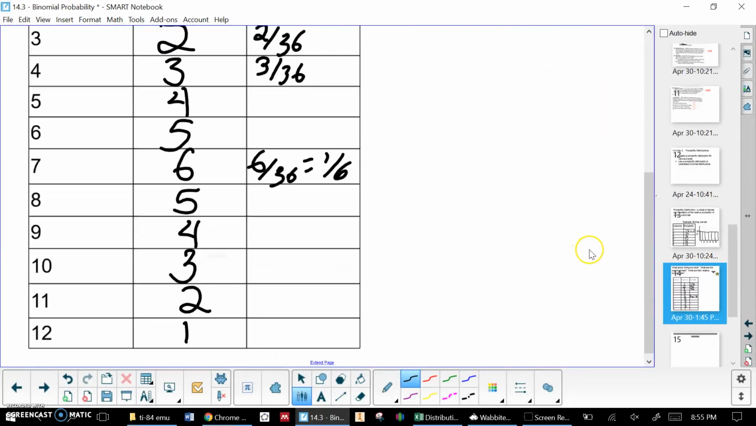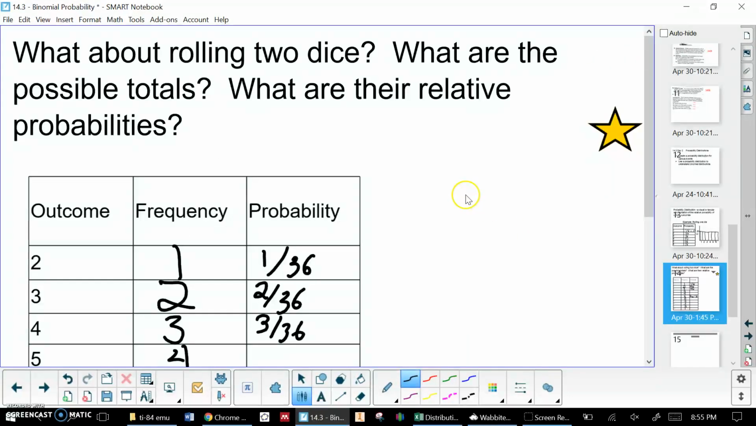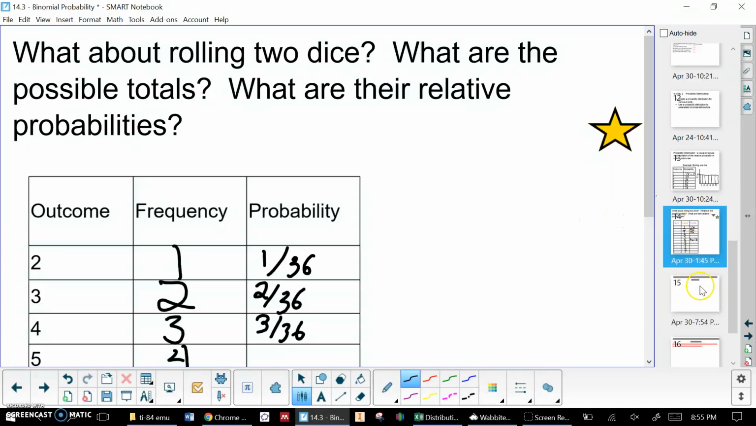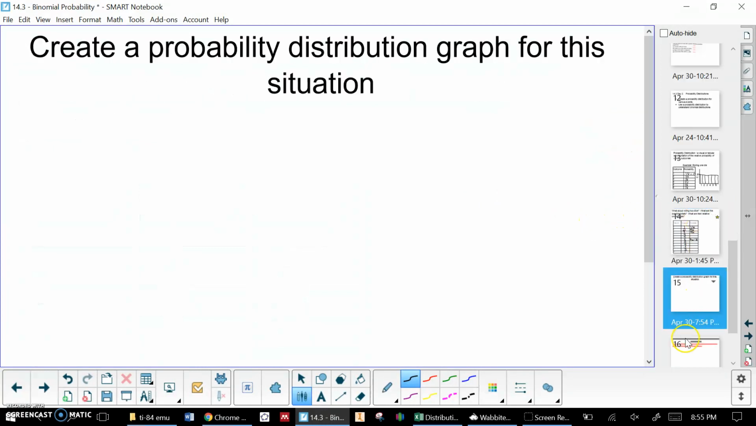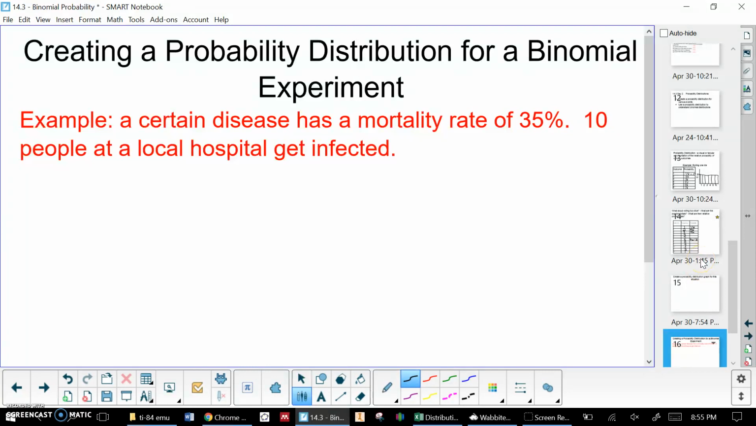So those are just regular probability things that we talked about last week. Now we're going to take this and apply it to a binomial experiment. So here's our binomial experiment. A certain disease has a mortality rate of 35%. And we've got 10 people at a local hospital infected. So what we're going to want to do is find the probability that nobody dies, that 1 person dies, that 2 people die, that 3 people die, all the way up to how probable is it that all of them die from this disease.